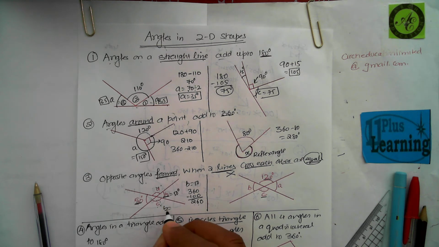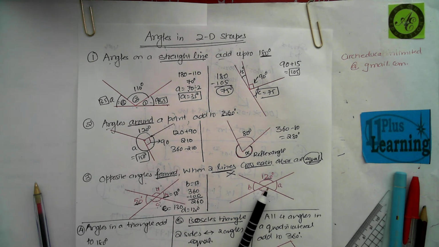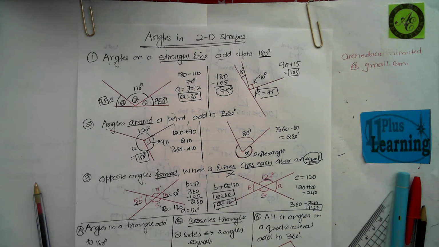So B equals C equals 130 and D is also equal to 130. Pause the video, work that out yourself please. Similar method, okay, then we come back to it. Check the answer with me.